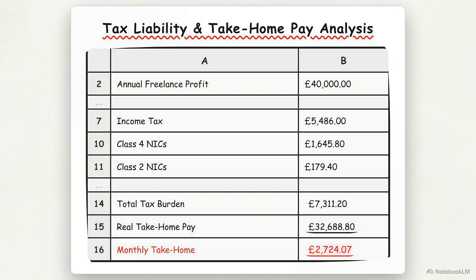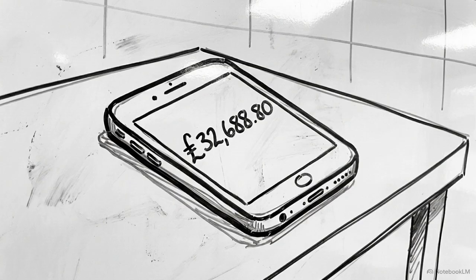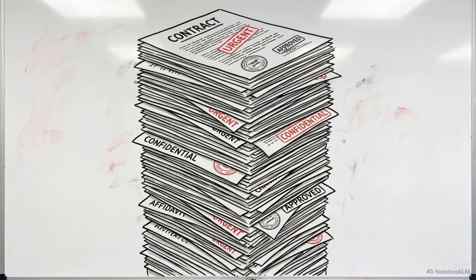The screen now displays your real annual take-home pay, £32,688.80. Finally, let's make that number actionable for your daily life. In cell B16, divide that annual take-home figure by 12 to establish your safe monthly spending limit. This reveals the reality of self-employment. A £40,000 gross income looks great on paper, but your lifestyle and business expenses must be budgeted from that smaller £32,000 net reality.